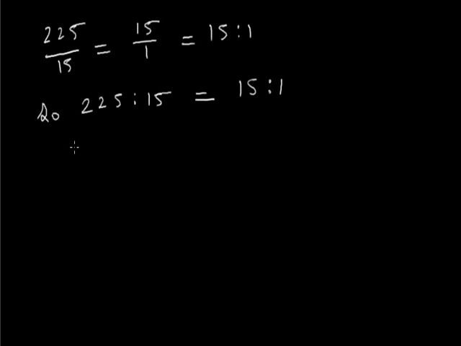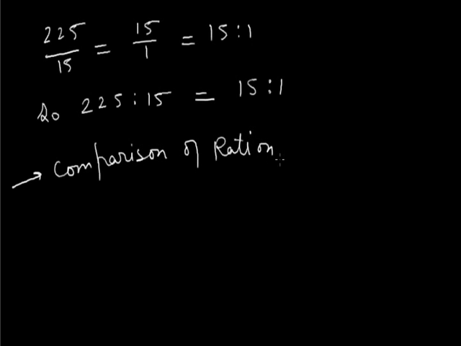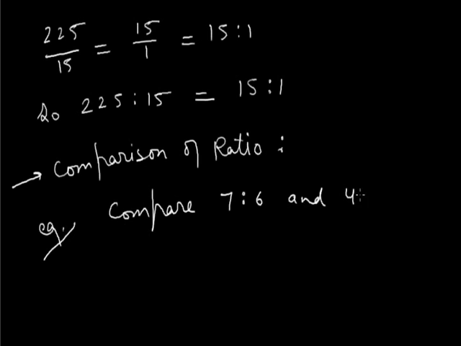Now we go to the concept of comparison of ratios. Comparison of two or more ratios. For this we have to memorize certain steps. Let us get these steps cleared with the help of an example. Compare 7:6 and 4:9.